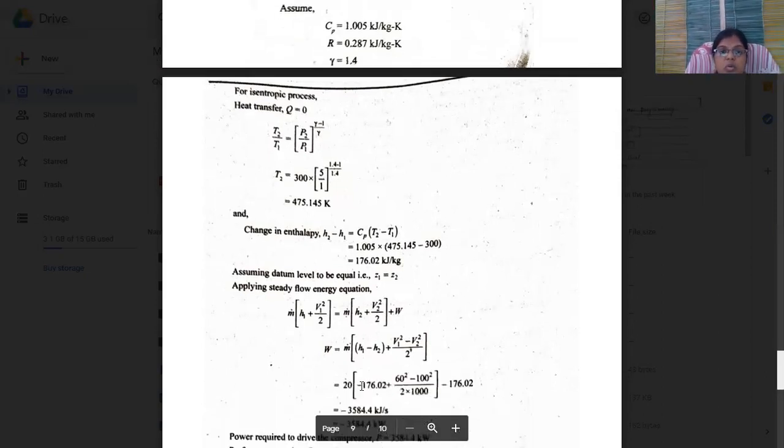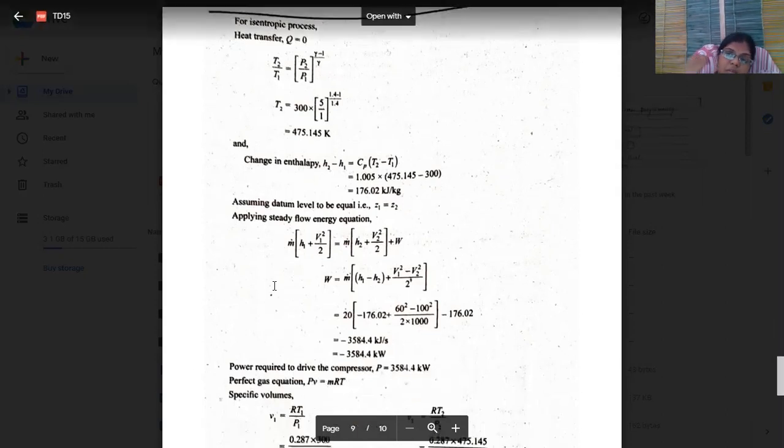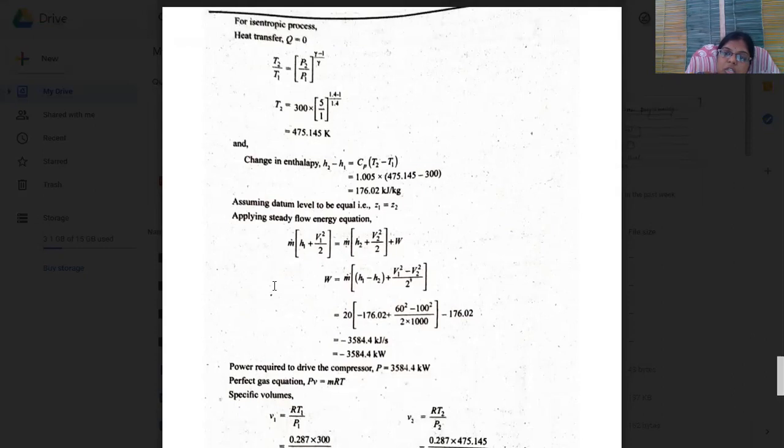So T2 is equal to, put all values here and we get the T2 value, because 1 to 2 is an isentropic process. We have to remember isentropic process and adiabatic process are both the same. So T2 by T1 is equal to (P2 by P1) to the power (gamma minus 1) by gamma. Already I told students, whenever there is a change in enthalpy, H1 minus H2 is equal to Cp into (T2 minus T1). H1 minus H2 is equal to Cp into (T1 minus T2). Here H2 minus H1 is equal to Cp into (T2 minus T1).